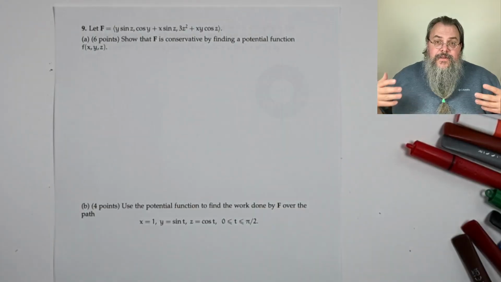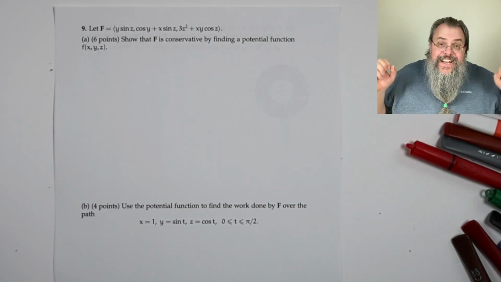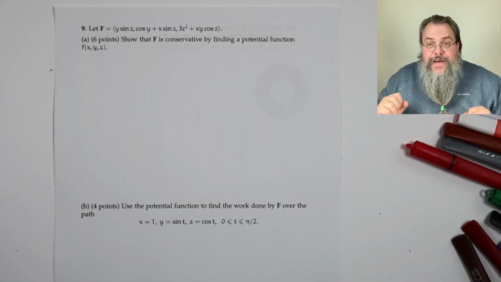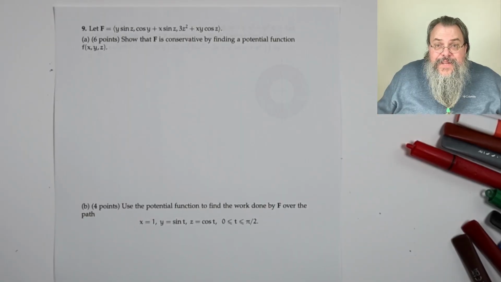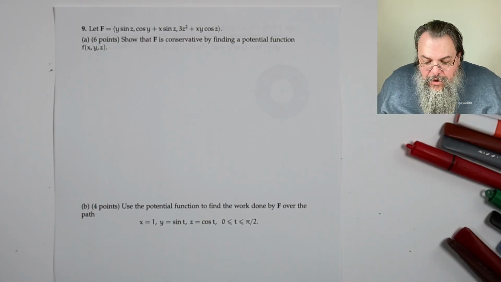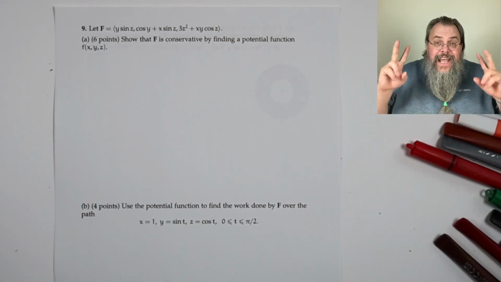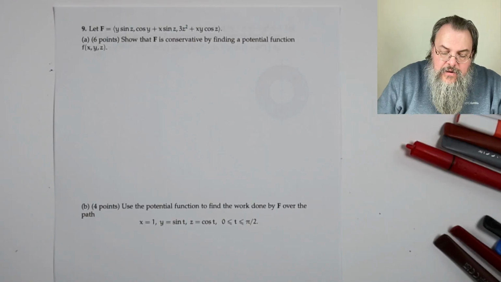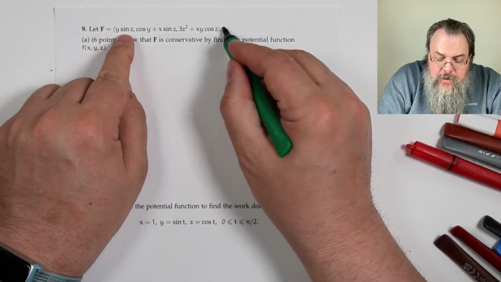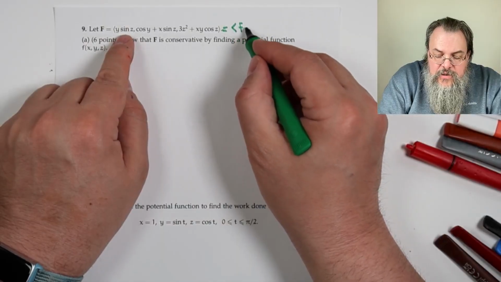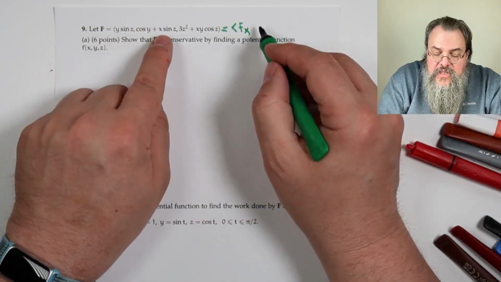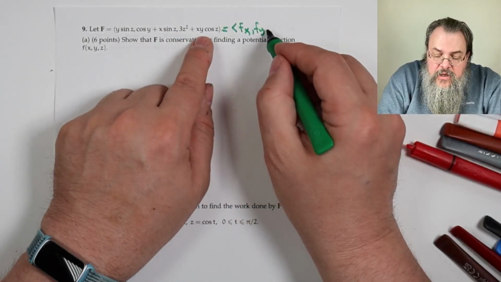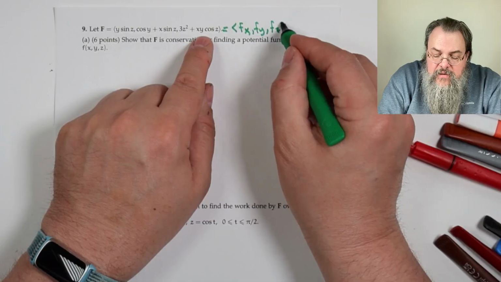Now, what does it mean to say it's a potential function? In essence, the way I like to think of it is that this capital F is a derivative of something. So we're asking for the antiderivative. In particular, if it is conservative, the first slot is the partial derivative with respect to x, the second slot is the partial derivative with respect to y, and the third slot is the derivative with respect to z.